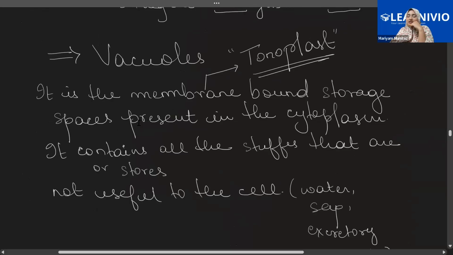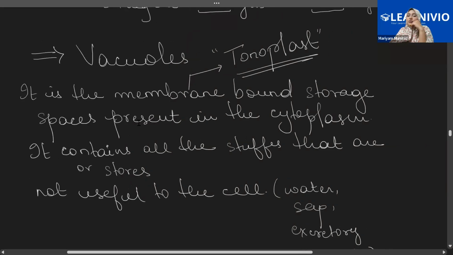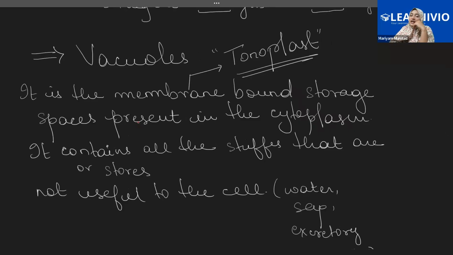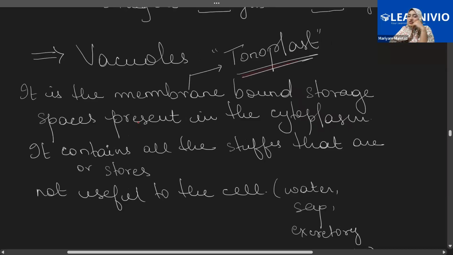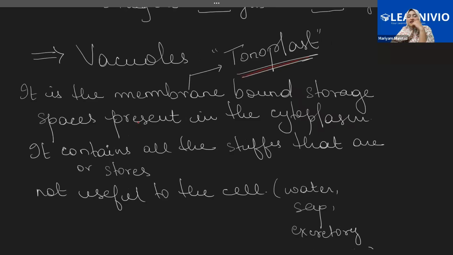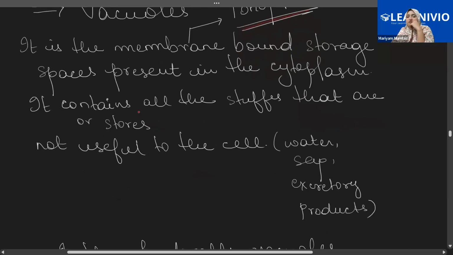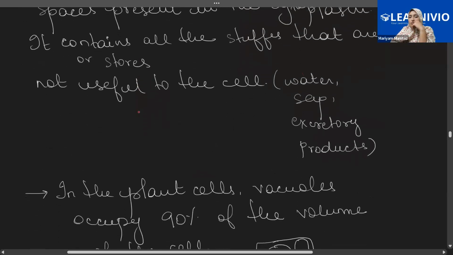See, now vacuoles are storage structures mostly found in the plant cell. They have one membrane yet again, so they are unit membrane structures, and their membrane has a name. The membrane of the vacuole is known as tonoplast. It contains all the stuff that is present in the cell, but the cell does not need it immediately. So the cell stores it in the vacuole. The most important function is storage. It stores the water, it stores the sap, excretory products, all of these things are stored in the vacuoles.